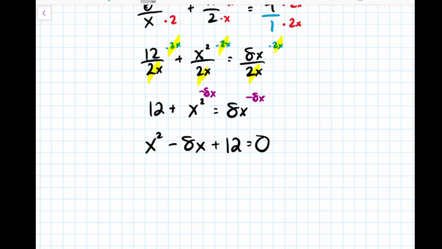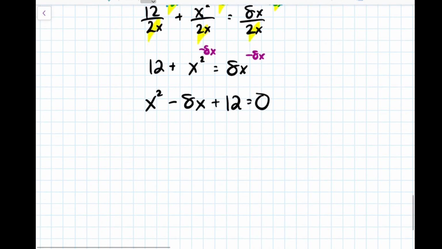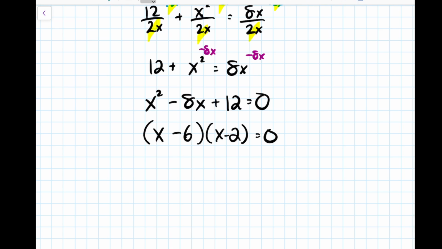Now at this point, we're going to solve it probably in one of two ways, either by factoring, which is something we've done a lot of in this unit, so we're hopefully getting pretty good at, or maybe if it's not factorable, we might have to use the quadratic formula. This one is factorable, so it's going to factor to x minus 6 times x minus 2, which is going to give us our solutions of x equals 2 and x equals 6.